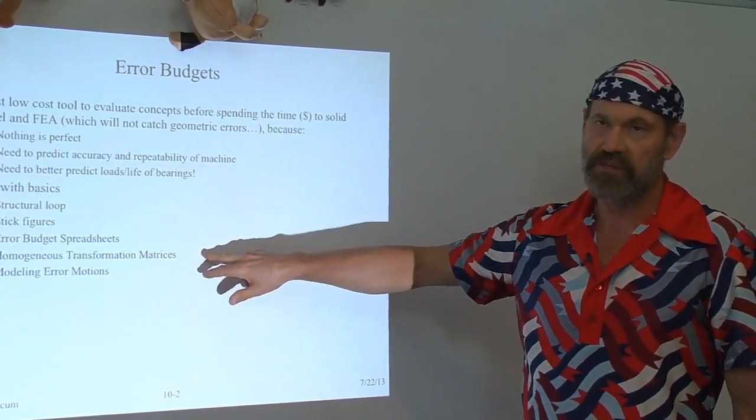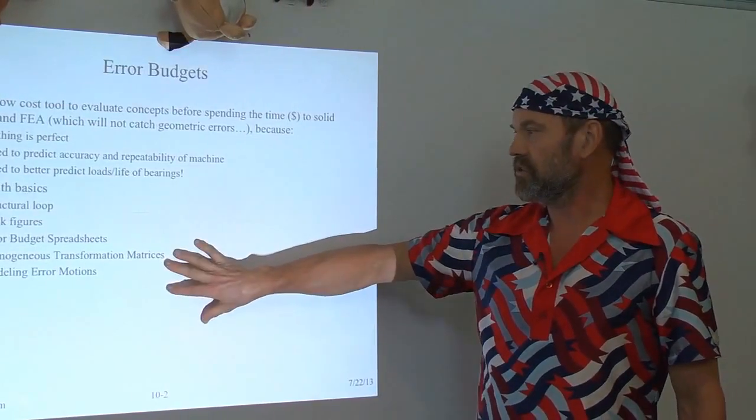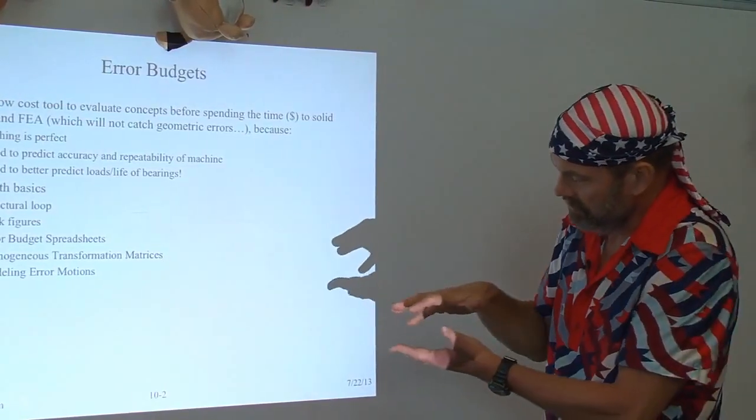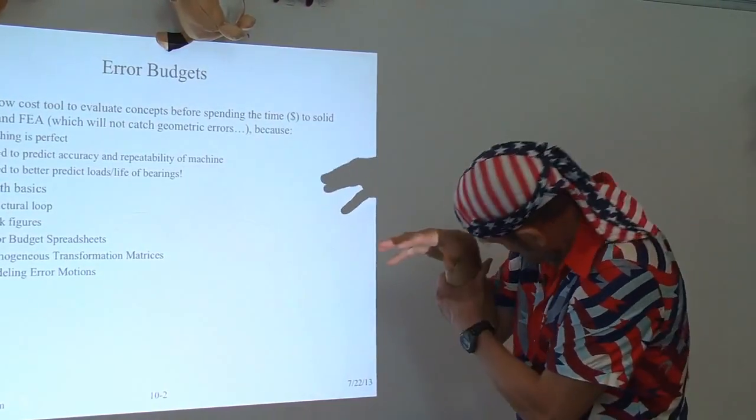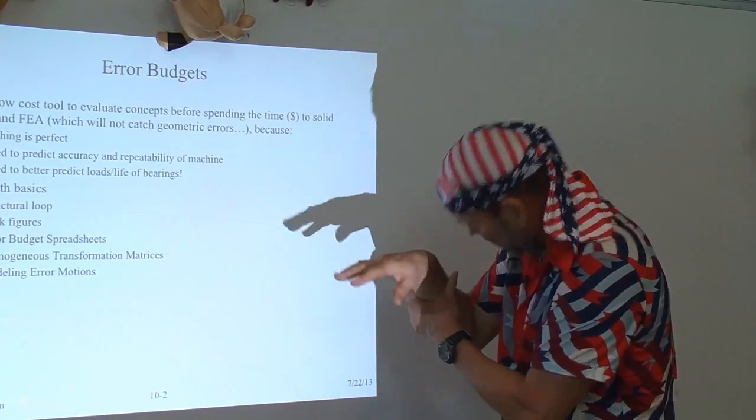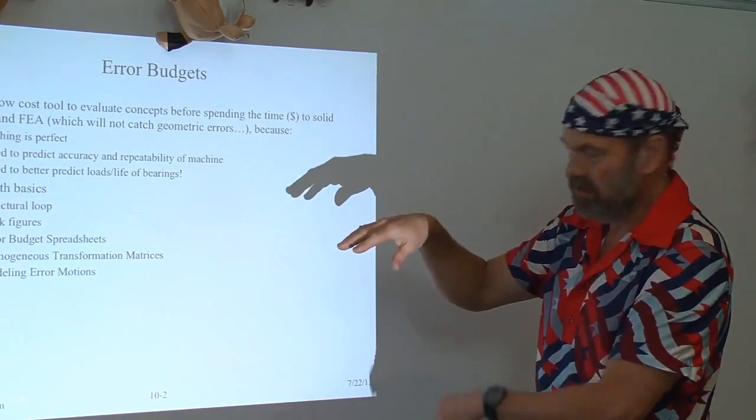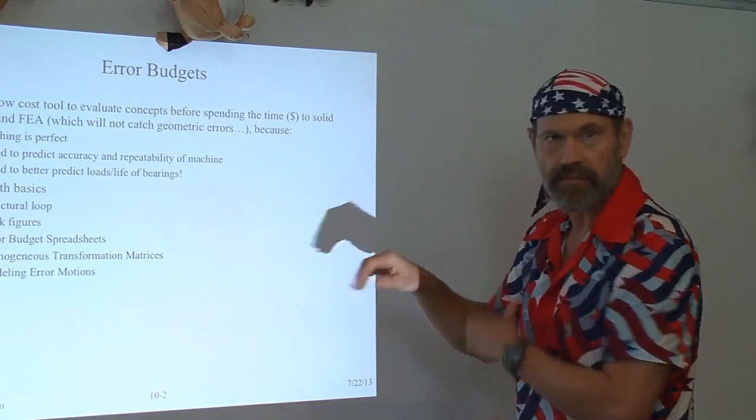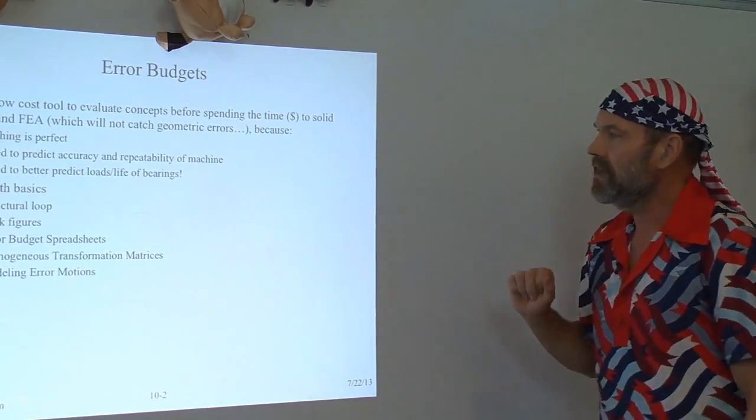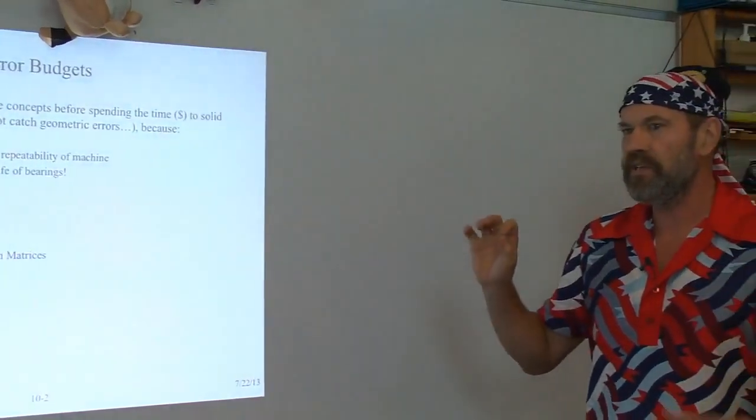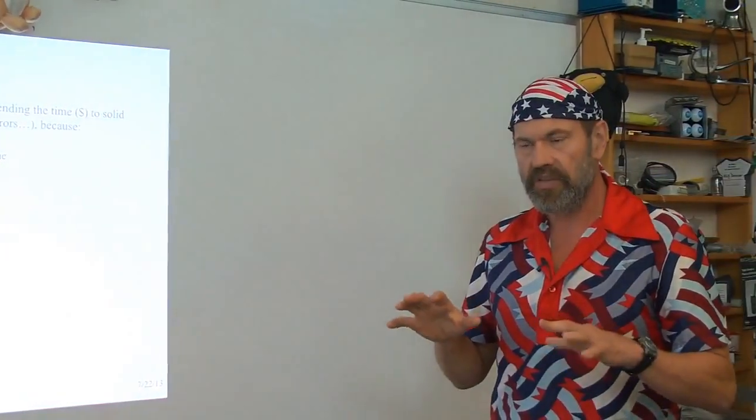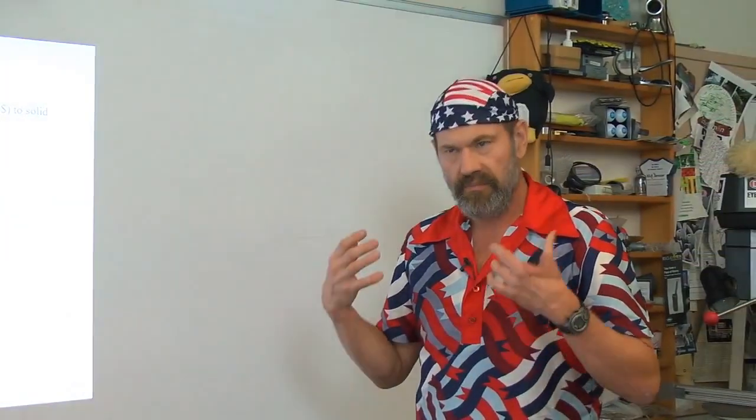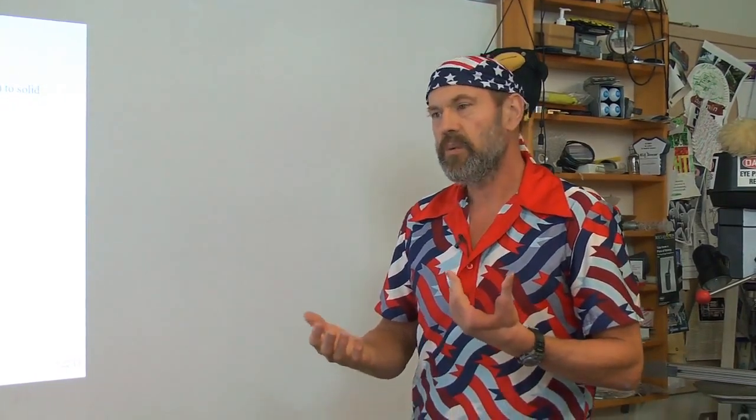which is based on the mathematics of homogeneous transformation matrices, which you'll see allows us to start with a complex machine and just look at one piece at a time. Forget about the rest of the machine. You just do one joint at a time. And then how you actually model what are called the error motions of catalog items like bearings. Because the catalog items will not necessarily give you all the information you need in order to use the spreadsheets.